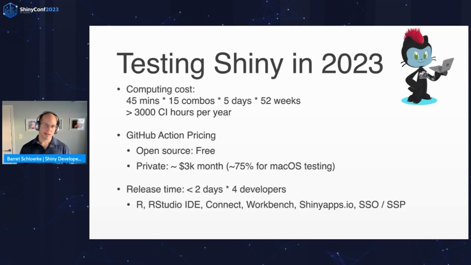And release time now, because bugs are being found as they come in, is less than 2 days with 4 developers. This is because we need to go around to different integrations like Workbench, shinyapps.io, Shiny Server Open Source or Pro, which aren't there anymore, Workbench, Connect, IDE. So we have to manually go do those. We can't get around that. And I think 2 days for 4 developers is not bad.